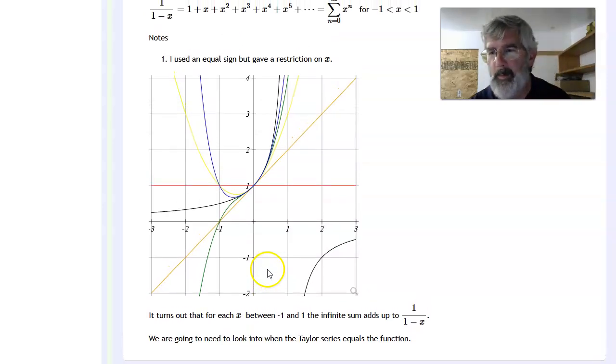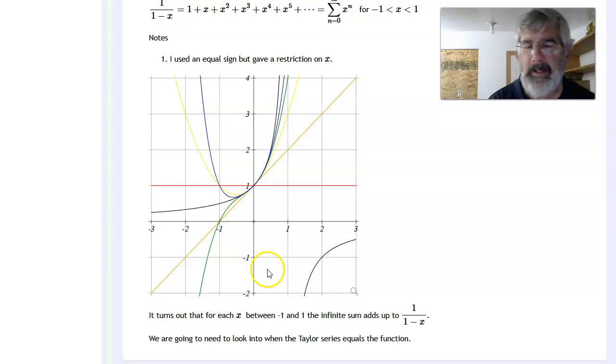So what we're going to need to do in the next video is to figure out, when you've got a Taylor series, can we somehow decide what values of x this works for? For what values of x does the series converge to the function, and for what values of x does it not converge? Okay. And that's what we need to do next.